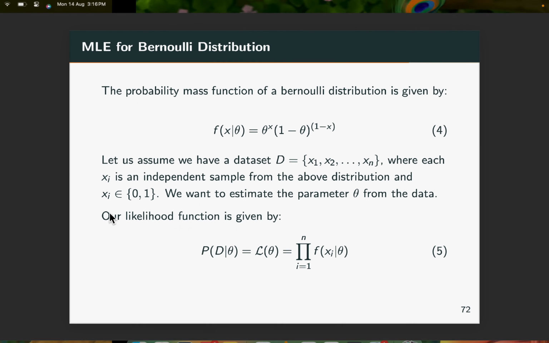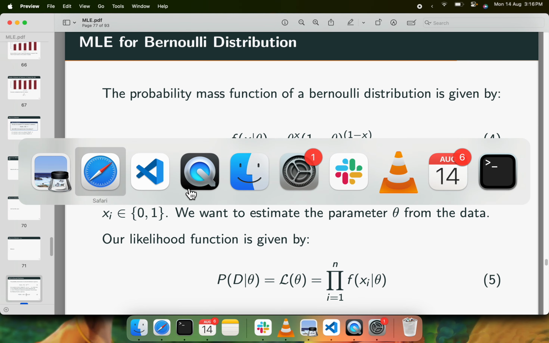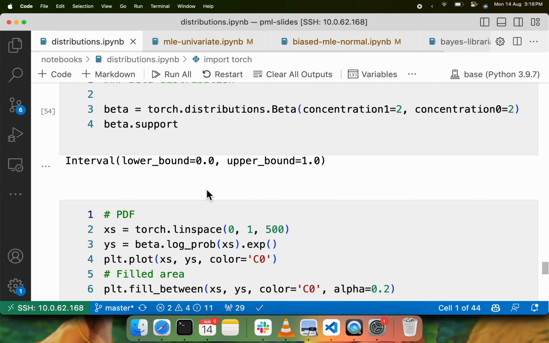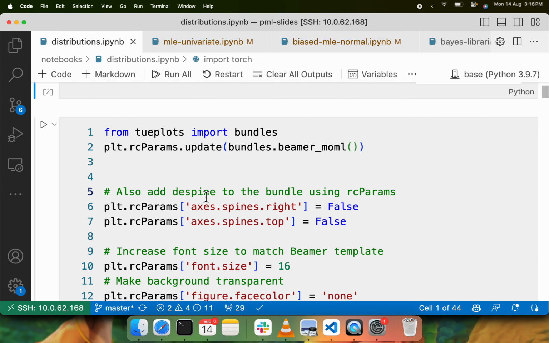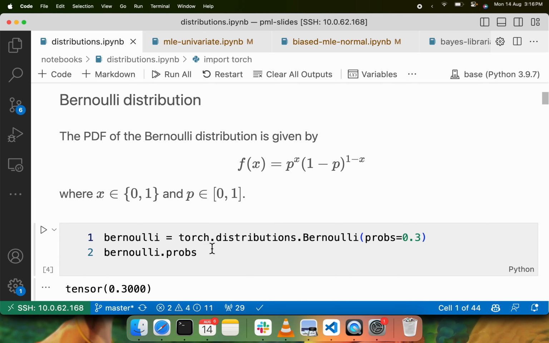Let us go back to MLE for the Bernoulli distribution. We have seen the Bernoulli distribution earlier in the previous course. The PDF is given by p to the power x into 1 minus p to the power 1 minus x, where x can be either 0 or 1, denoting heads or tails, or a success or a failure. P indicates the probability of success, right? It's a simple enough formula.